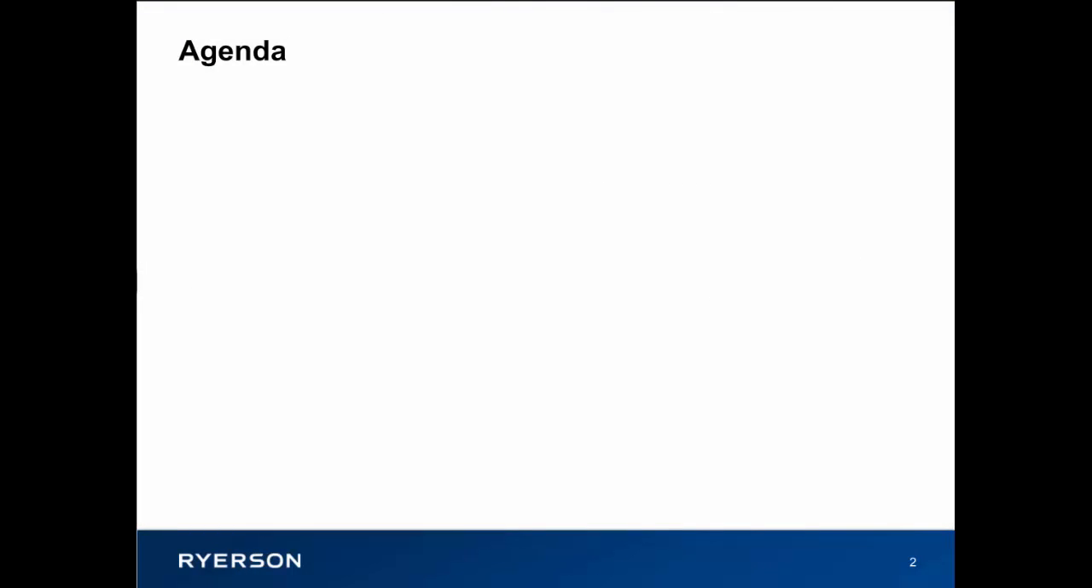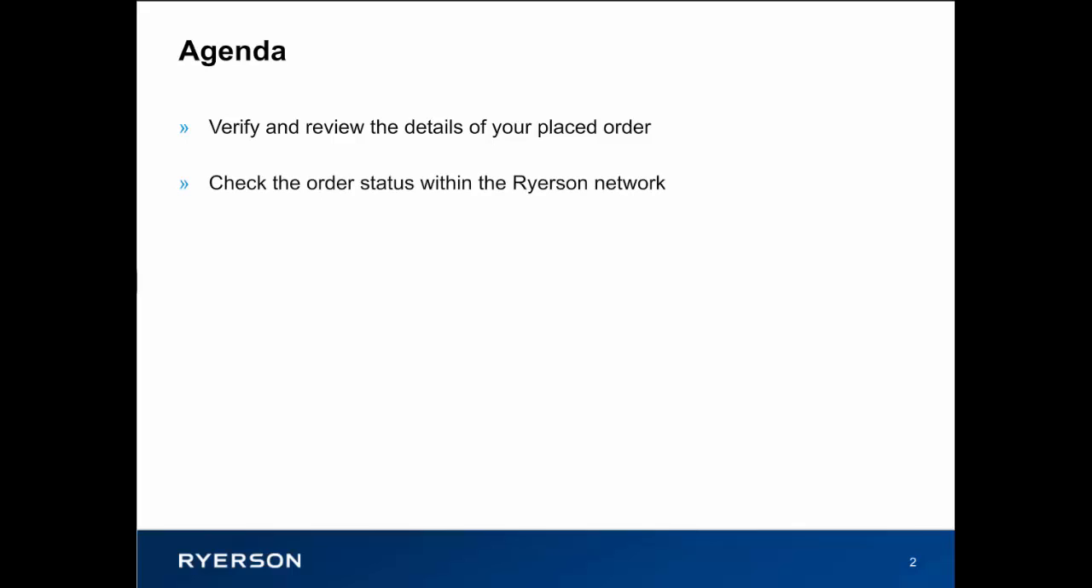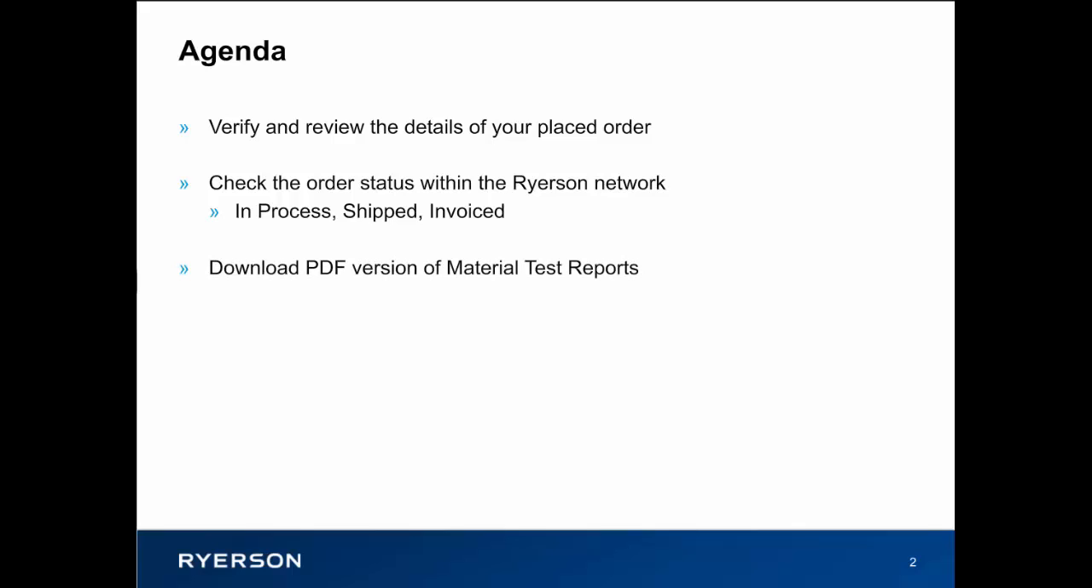What's going to be covered in this tutorial is how you can review the details of orders that you have placed with Ryerson, how you can check the status of those orders, whether they are in process or if they've already been delivered and you're simply trying to obtain the invoice number, how you can obtain material test reports and save a copy for yourself, and something new to Ryerson is how you can replicate previous orders, copy them into a new order altogether.